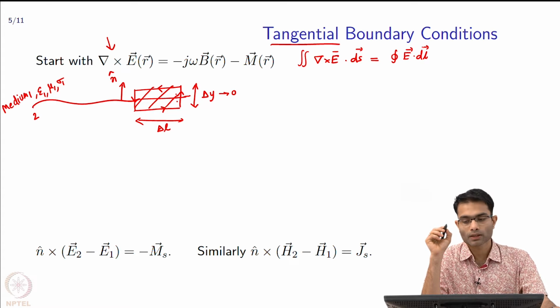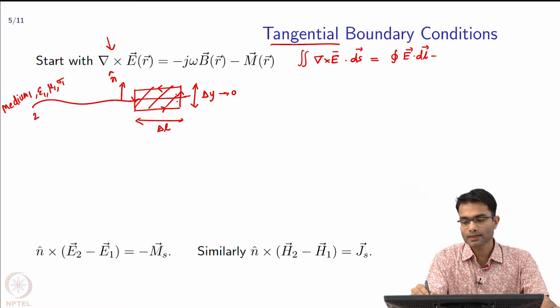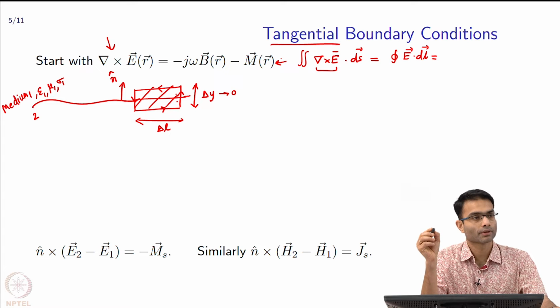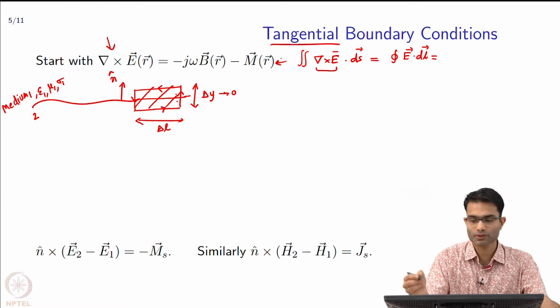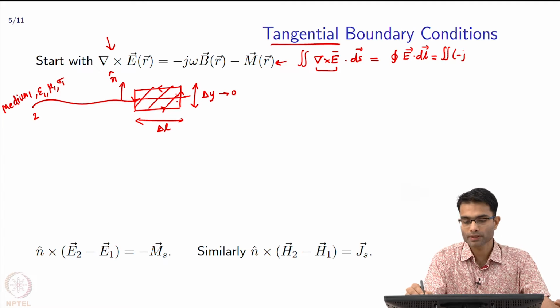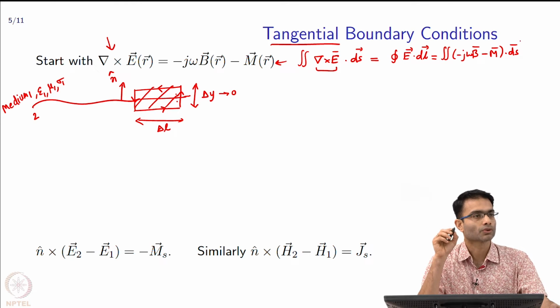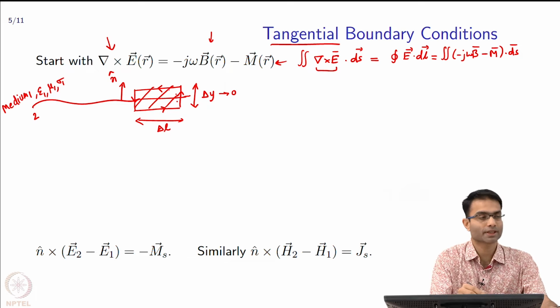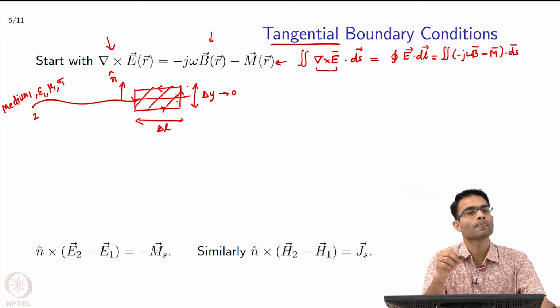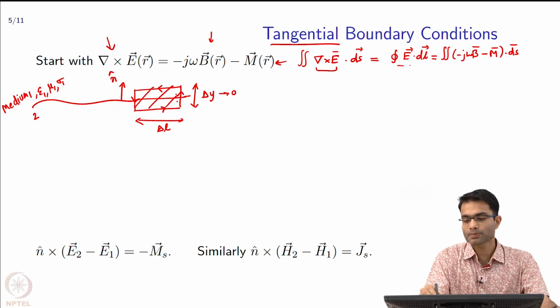Now when I look at the right hand side, I can substitute del cross E from this equation over here. There is no special way to simplify it, it will remain as it is. So this will become minus j omega B minus M dot ds. So far all I did is I took my Maxwell's equation over here and integrated over this shaded surface. Is that fine? Alright. And Stokes theorem simplifies this over here as E dot dl over the contour.